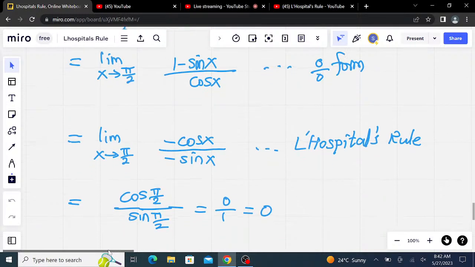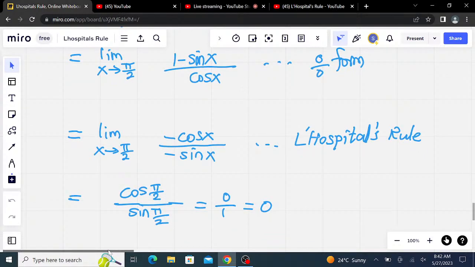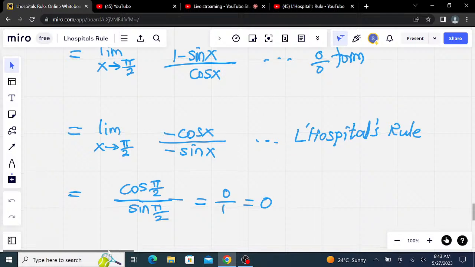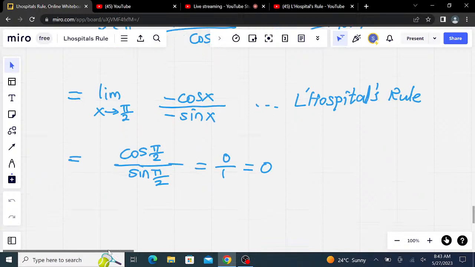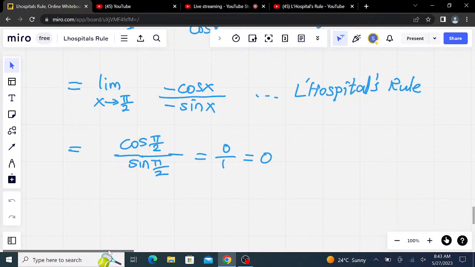And now let us see, have we come out of that zeros? So cos 90 is, sorry, 0 and sin 90 is 1. So we are getting 0 by 1, which is 0. So the answer is 0. So this way we use L'Hopital's rule to calculate the indeterminate forms, which is quite easy then.